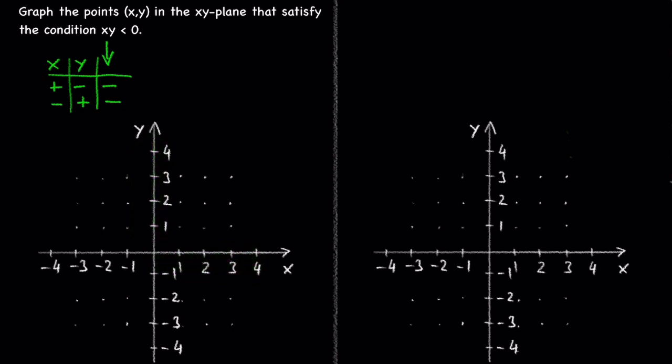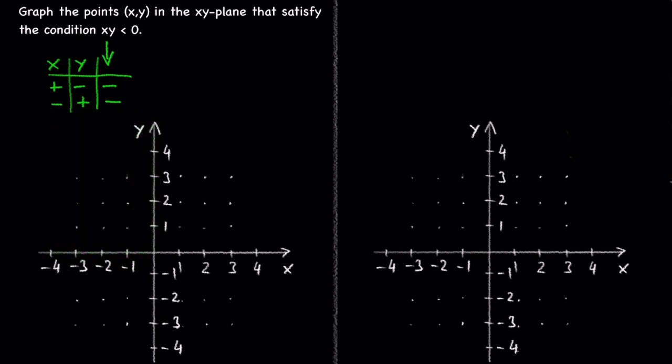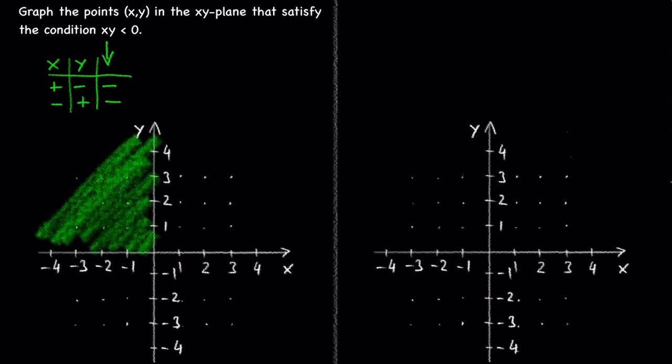In the second quadrant, x is negative and y is positive. So we can shade this region because the product of all x and y in this region is negative. So the product of x and y is less than 0. What about the third and fourth quadrants?